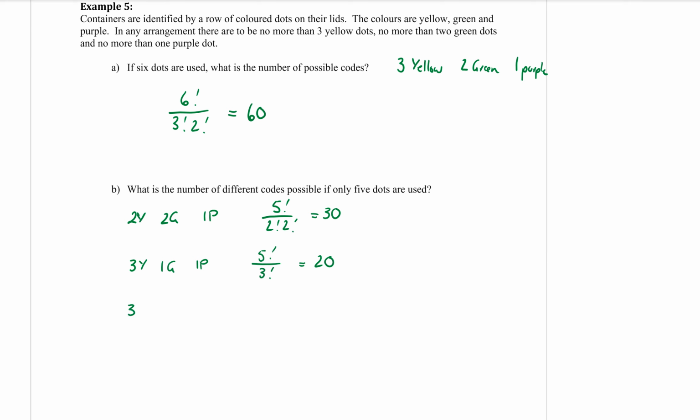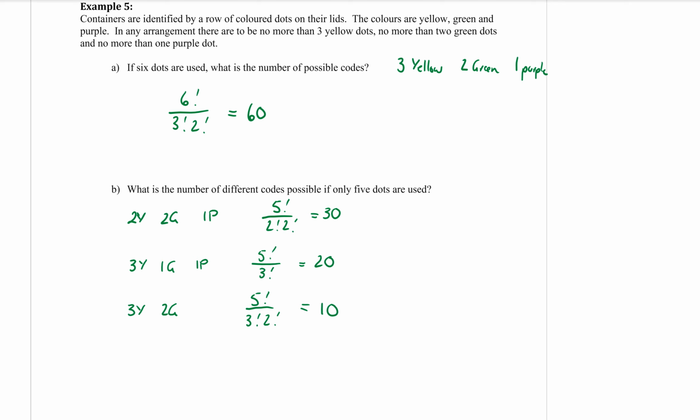And finally, I could leave off the purple. So I could have 3 yellows and I could have 2 greens and just have no purple. I don't have to have any purple. So that again is 5 dots, but I have 3 repeating yellows and 2 repeating greens. That equals 10.